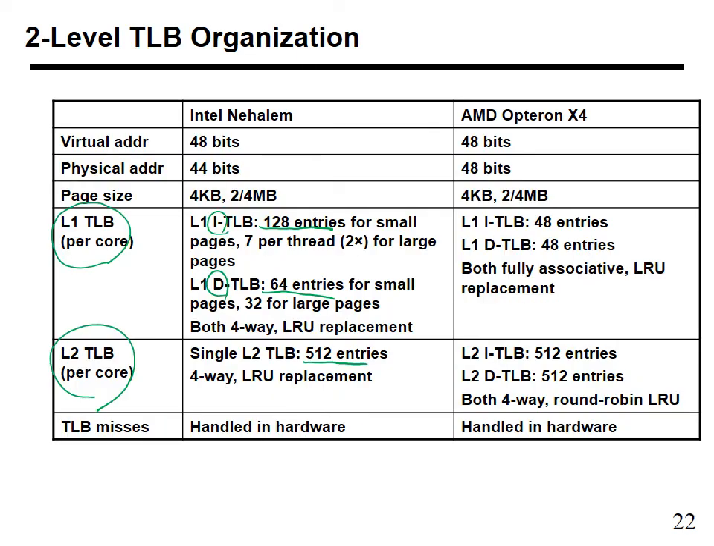And in the same architecture, the TLB has a level 1 TLB and a level 2 TLB. At level 1, they use instruction and data separately, with 128 entries and 64 entries. And at level 2, there are 512 entries.